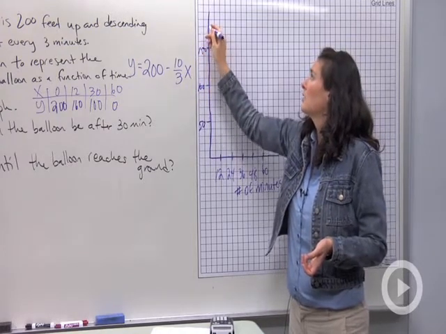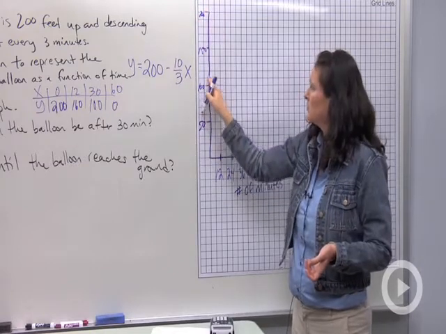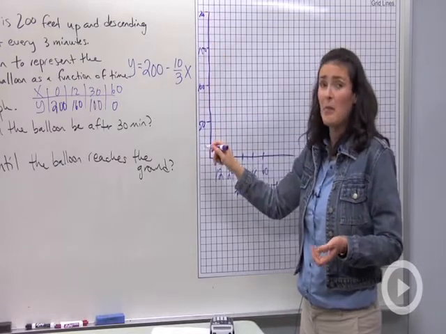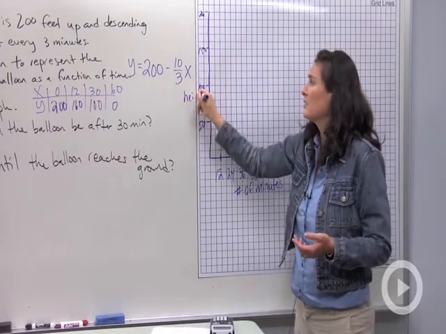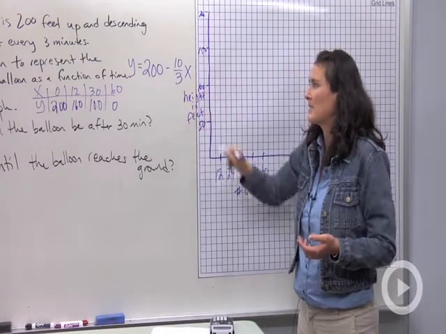150, 200. Let me just double check that. 1, 2, 3, 4, 1, 2, 3. Okay, good. And this represents my height of the balloon in feet. Height in feet. Whoops, kind of ran out of space there.